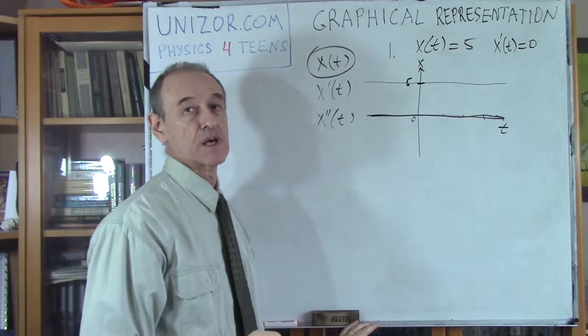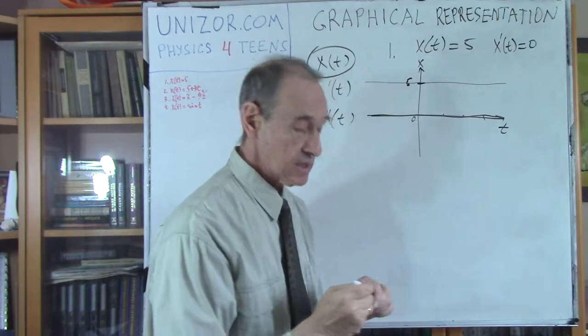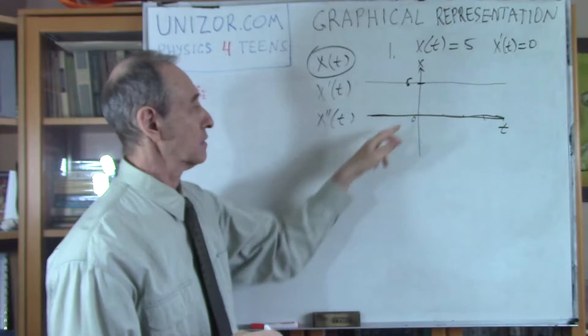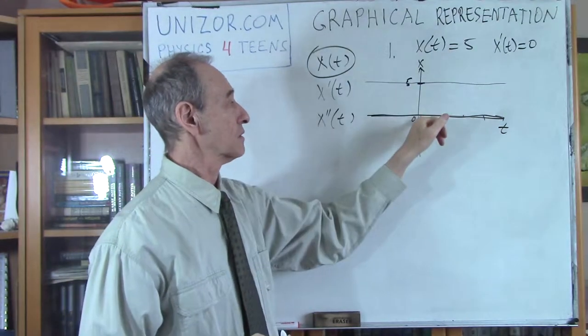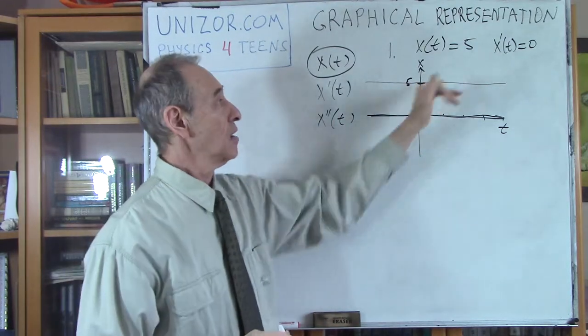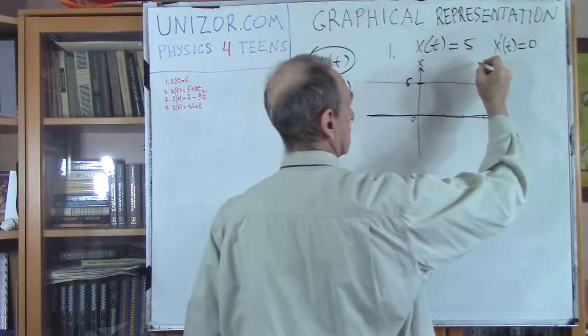For all moments of time, my velocity is equal to 0. Now, velocity is a vector as well as position is a vector. My position is the vector from the origin to the point where it is located.